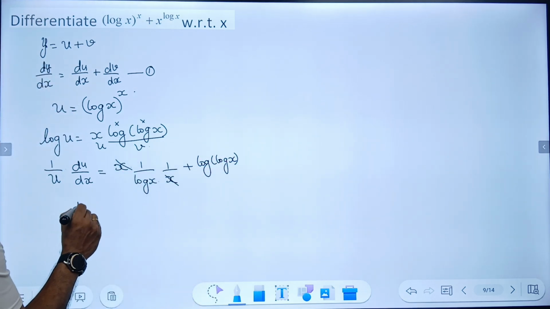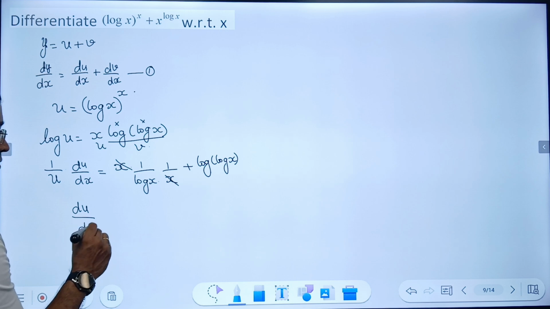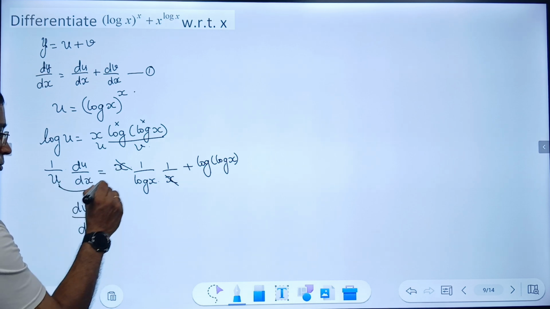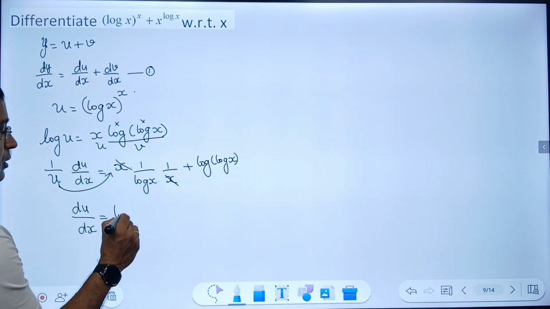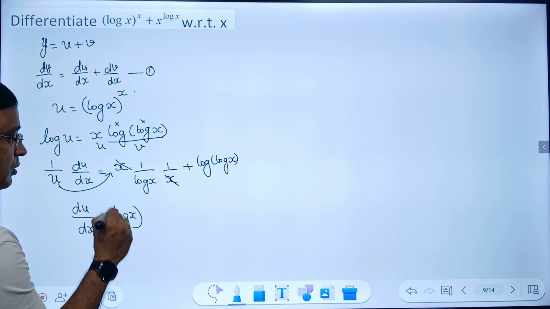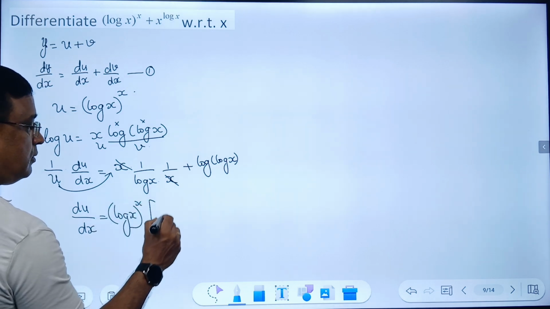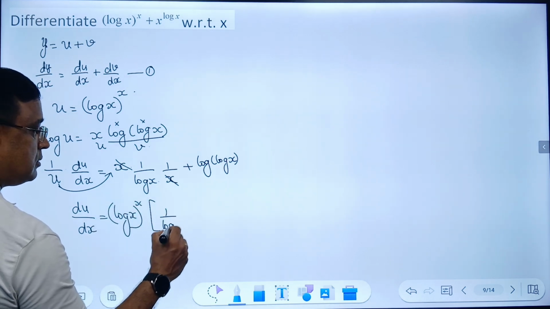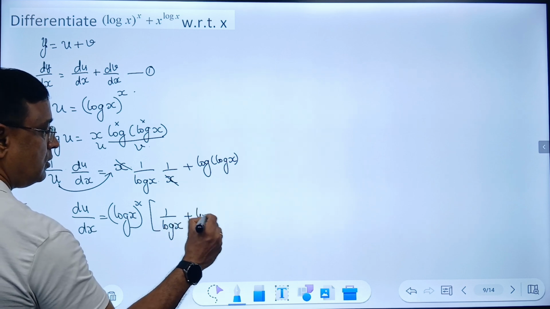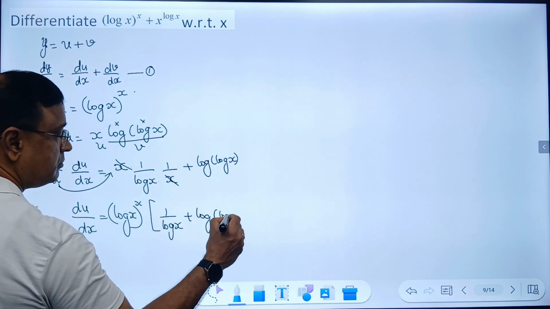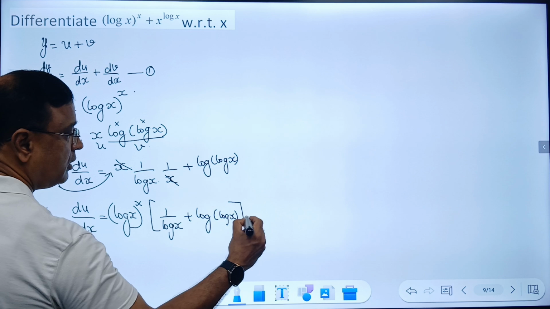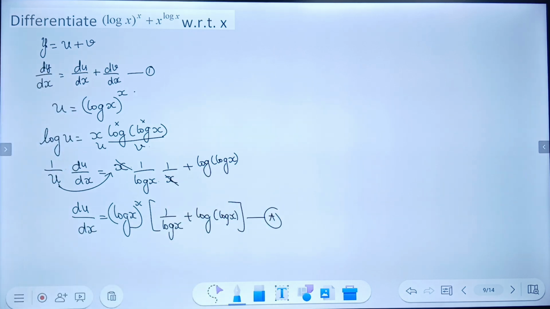So what is du by dx? Du by dx is u, cross multiplying u. U is what? Log x the whole power x into 1 by log x plus log of log x. Very, very simple. Call all this a, as usual.